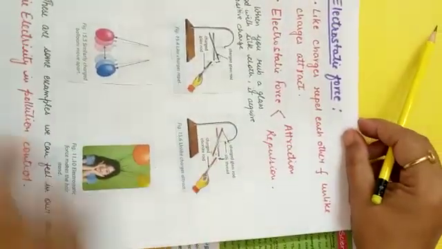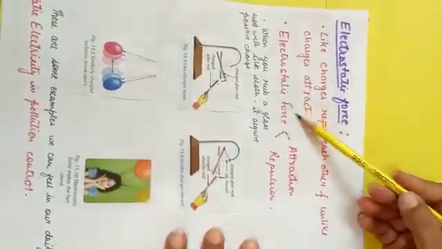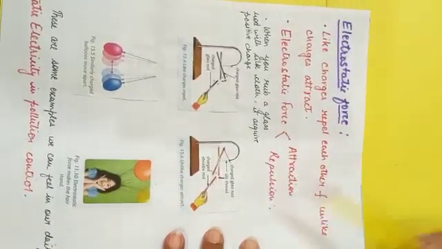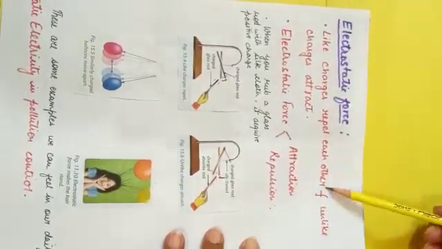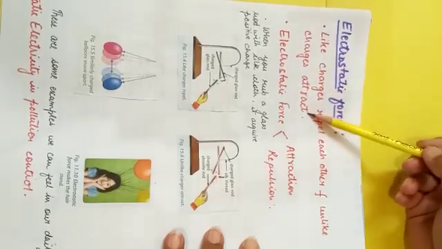The electric force which is due to the electric charge that develops on the scale is known as the electrostatic force. So electrostatic force is the force of attraction or repulsion. Now like charges repel each other and unlike charges attract each other.